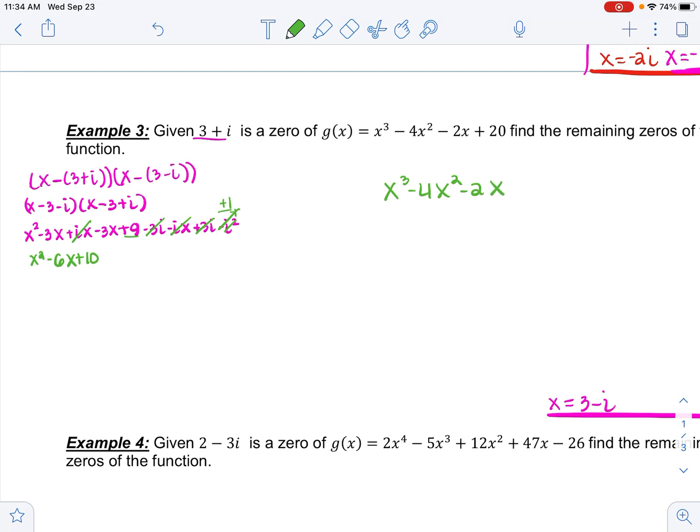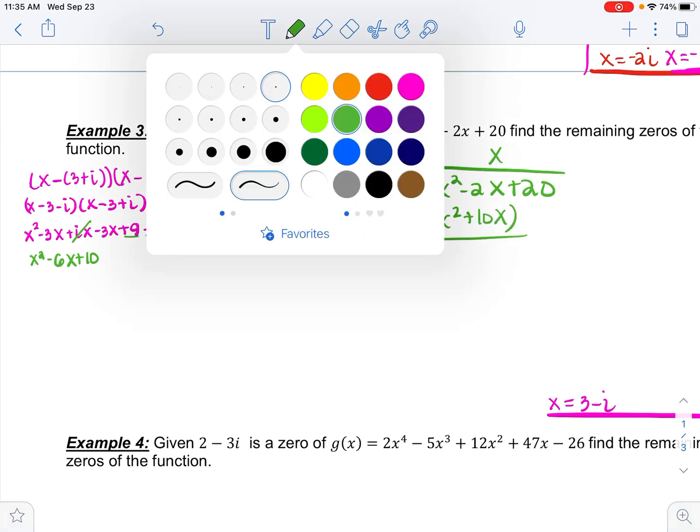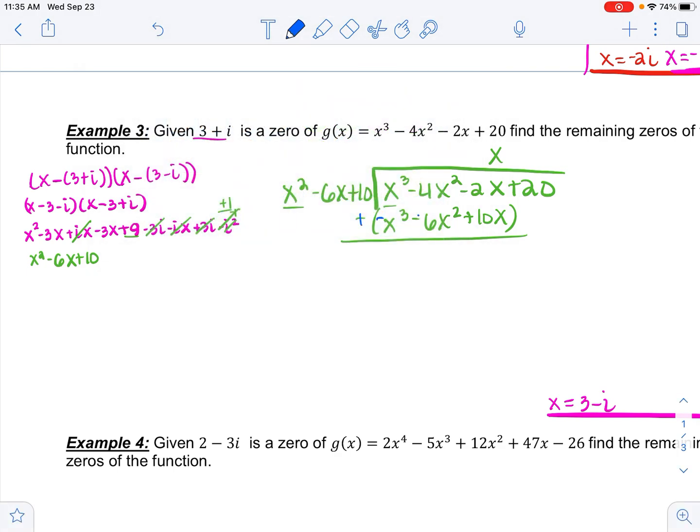Okay, x cubed minus 4x squared minus 2x plus 20 divided by x squared minus 6x plus 10. All right, what do I multiply this by to get this? That's x. Distribute it. X cubed times, and then distribute negative 6x squared. Distribute plus 10x. Subtract.